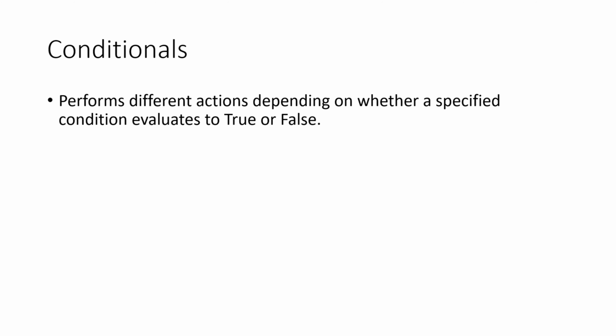So keywords for today's video. The first one is conditionals. Conditionals perform different actions depending on whether a specified condition evaluates to true or evaluates to false. What does that mean? You have a condition, and if that condition is true, something happens. And if it's false, something else happens. That's basically what a conditional does. So we're going to be covering that today.